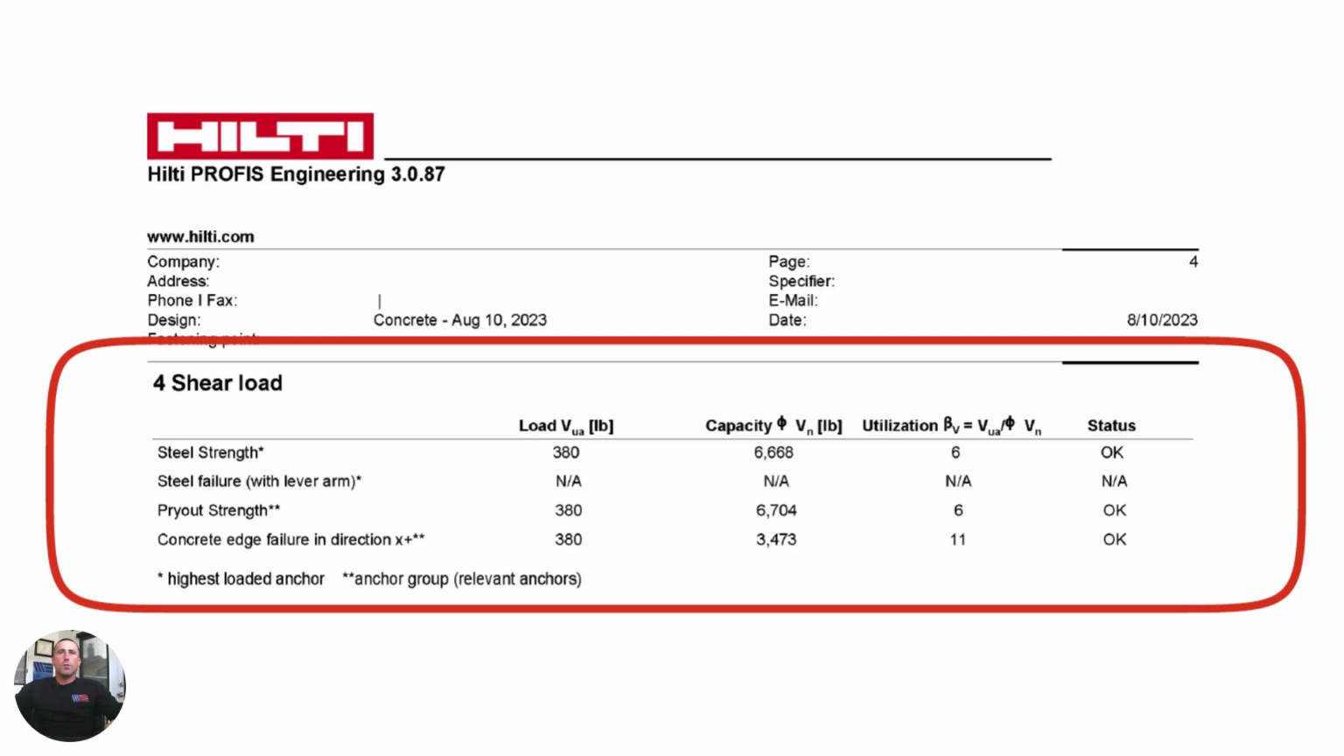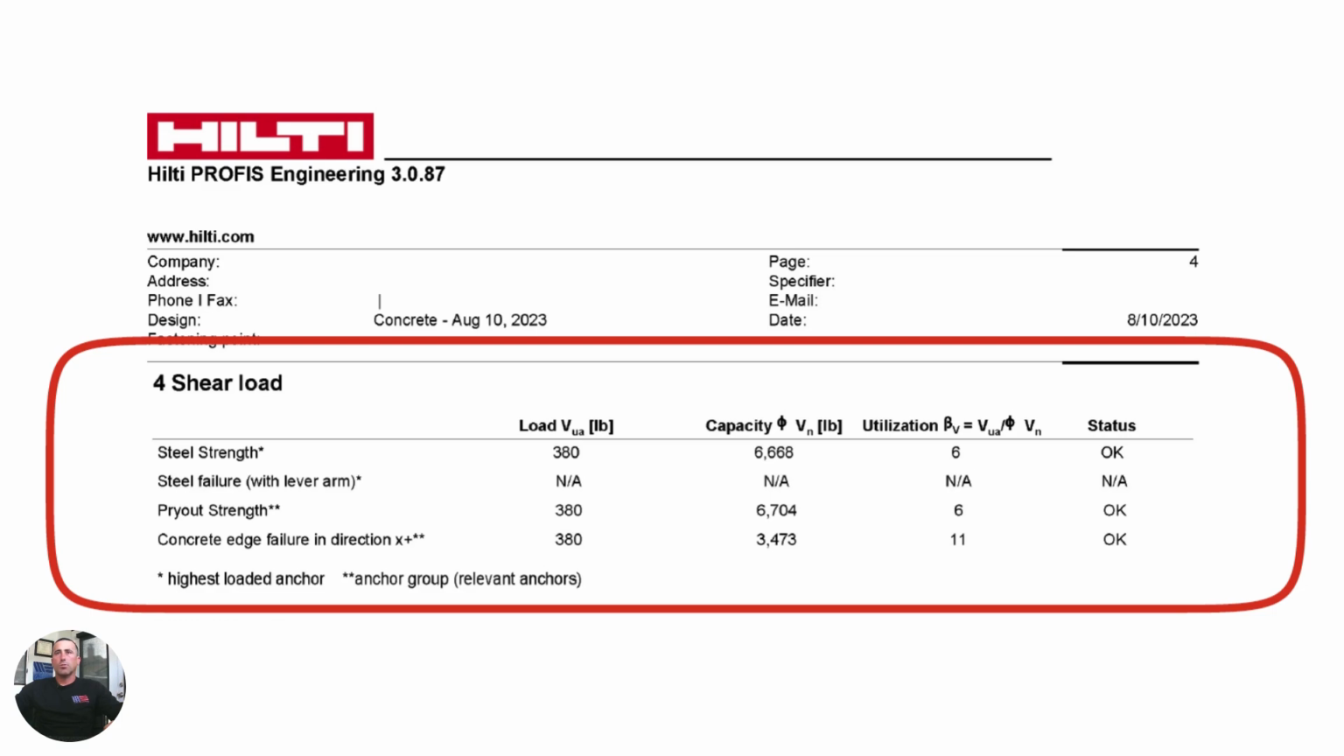So we're going to look here at this line that says steel strength. Under shear loads, steel strength, you'll see here where it says load, VUA in pounds, it says 380. So the shear load is 380 pounds, and you can think of that as demand. That's your demand column. And then over here it says capacity, phi VN, 6,668. So that's your capacity column. And then over here it says utilization. This is the utilization ratio, or in other words, the demand to capacity ratio, like I talked about, D to C ratio. It's taking those 2 values, dividing them, and coming up with 6%. That's very low. That's a very safe design, very conservative.